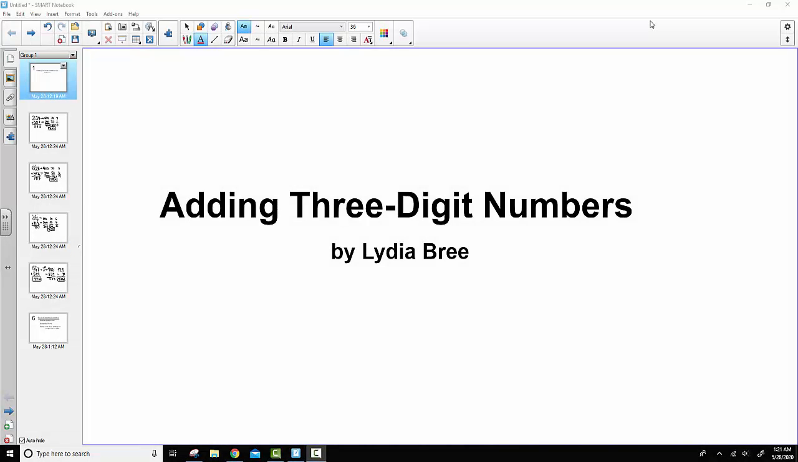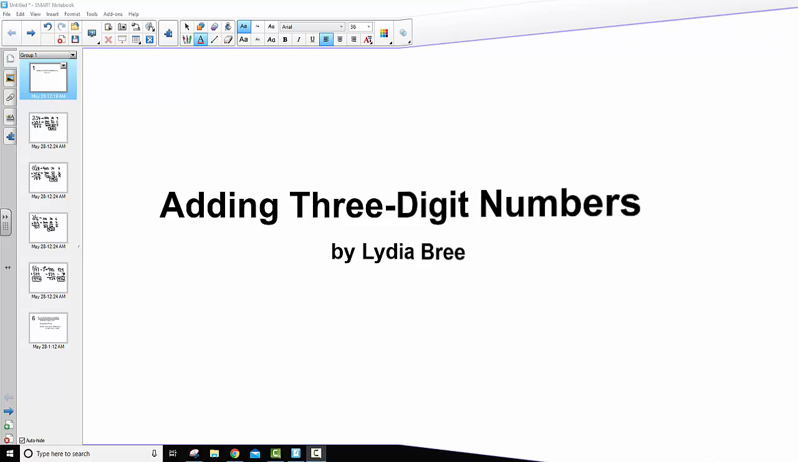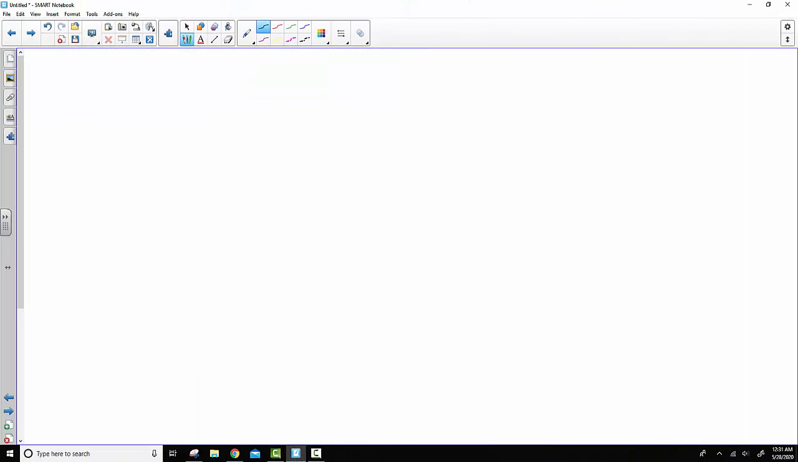Today's topic is adding three-digit numbers. We'll investigate and try a few different techniques that allow us to fully understand the addition of three-digit numbers. Let's begin with a fairly simple example.